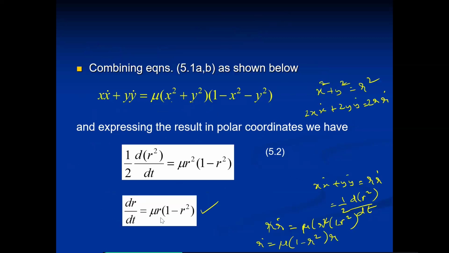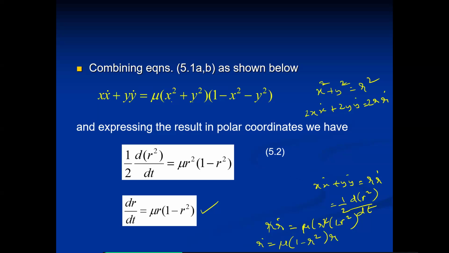So dr by dt is equal to mu r into 1 minus r square. So see what happens. If the initial value of r is less than 1, the right side is positive. That means dr by dt is positive, which means r increases. Now if initial r is greater than 1, then 1 minus r square is negative. So the right side is negative, which means dr by dt is negative, which means r decreases.